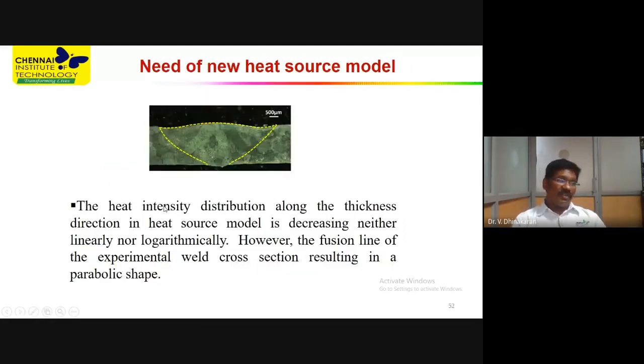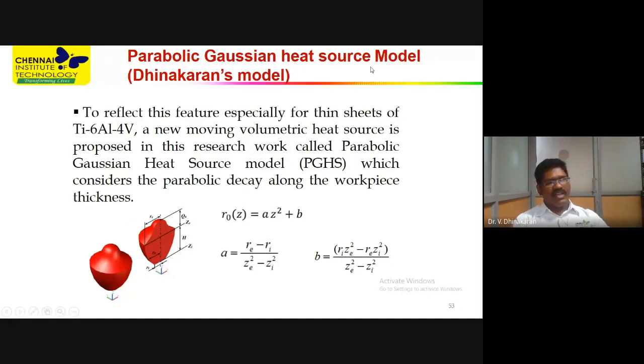Then in our research we found that the weld shape is neither a cone nor double ellipsoid. We found that it is like a parabola. So we developed a new heat source model using a parabolic Gaussian distribution. This is the distribution parameter r0 of z equals a z squared plus b. We assumed this equation, and upon solving it at the top and bottom, the constants a and b have been found.